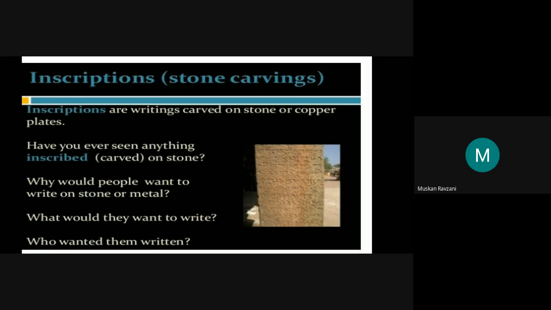Now there are few questions here. Have you ever seen anything inscribed or carved on a stone? मैंने अभी भी हम कोई हिस्टोरिकल मॉन्यूमेंट के पास जाते हैं ना, कोई भी हिस्टोरिकल प्लेस में, तो वहां पे भी ऐसा राइटिंग्स होता है. Then second question is, why would people want to write on stone or metal? पीपल को क्यों लिखना था स्टोन और मेटल पे?